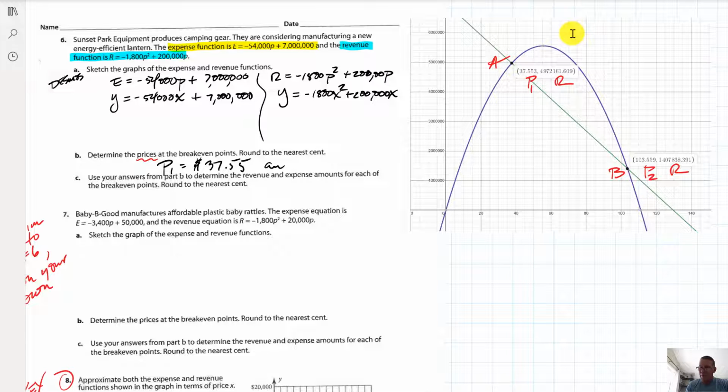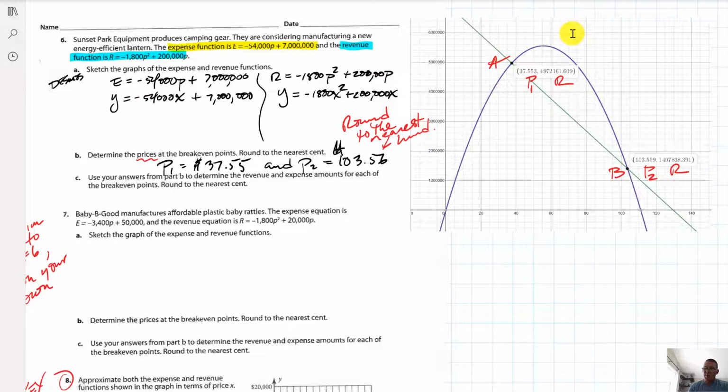$37.55. Okay, and we have another one at P2, and that's going to be $103.56. Again, you always round to the nearest hundredth, okay? Because you've got to go to the nearest penny.